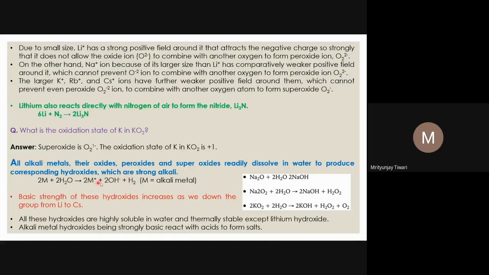The hydroxide is MOH, like NaOH, where M is the alkali metal. So LiOH will be formed, NaOH, KOH, CsOH. This is how they form. So the alkali metals reacting with water form hydroxides, which are alkali. Alkali means they will be easily ionized in water and form the metal ion and OH minus ions, the hydroxyl ions, and these are alkali. This is how the alkali metal name came.